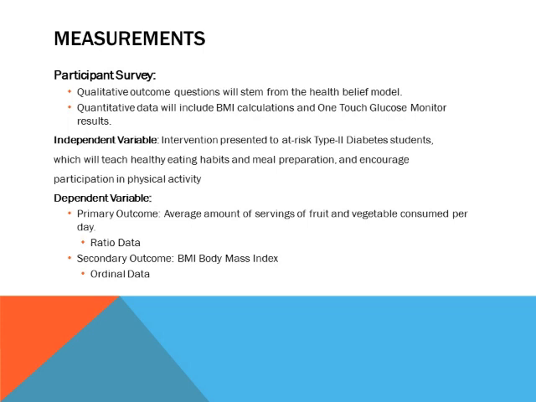Our dependent variable will include a primary and secondary outcome. Our primary outcome is the average amount of fruit and vegetable servings consumed per day, and our secondary outcome will focus on BMI.